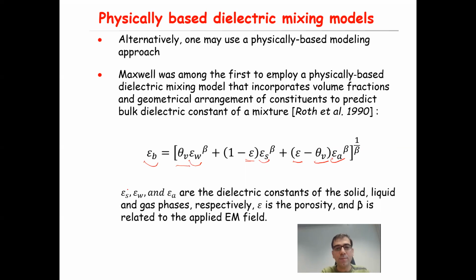As I already explained, epsilon s, epsilon w, and epsilon a are the dielectric constants of the solid, liquid, and gas phases respectively. Epsilon is the porosity, and beta is related to the applied electromagnetic field. Okay, and so in our case it is a known parameter. I will show you in the next slide. But you can see here, if you look at this equation, you have all these parameters except theta v.